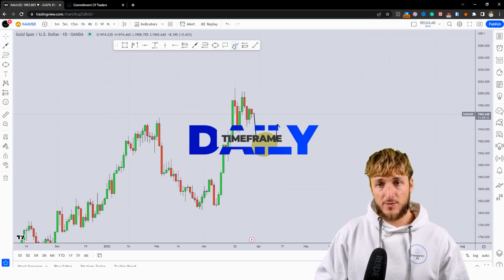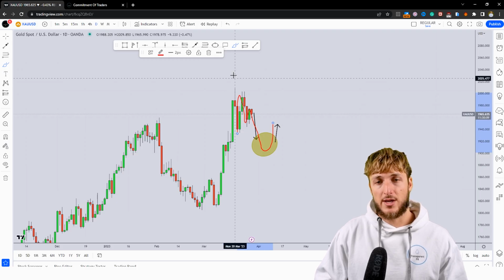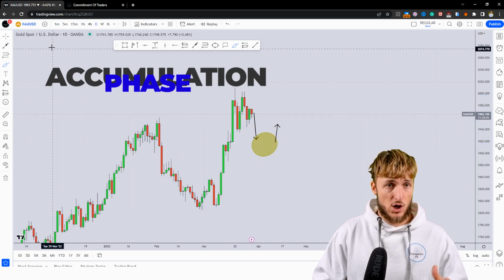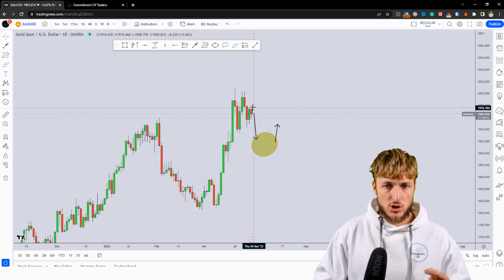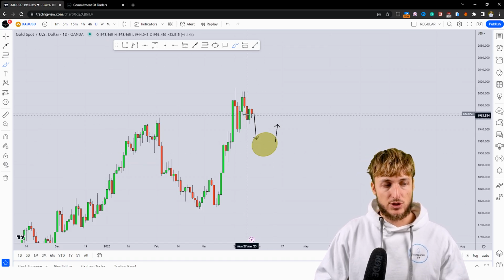This increases the probabilities that if we will have the creation of this M pattern, a potential rejection to the upside is possible because institutions are currently accumulating longs on gold and closing shorts. So if we will have the creation of this M pattern, that is how we could be approaching a potential move higher.